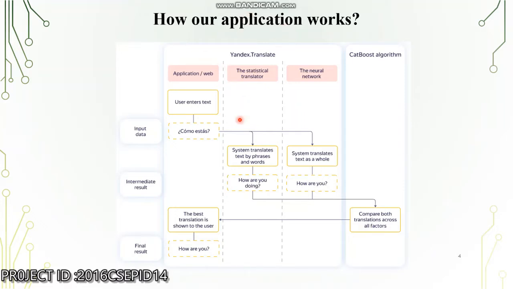So first we have to talk about what hybrid machine translation is. Hybrid machine translation is an approach in which we use more than one machine translation. In this project, we are going to use two types of machine translation. First is the statistical machine translator, and the second one is the neural network machine translator. So first of all, this is the text which is entered by the user, and the text is going to be translated by the statistical translator and also by the neural network translator. The results of these translators are going to be compared by the CatBoost algorithm, and the best translation is shown to the user. So this is the final result.